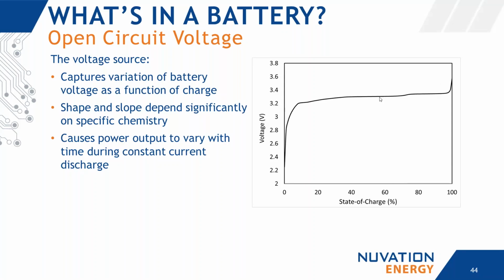And it's really this change in voltage over state of charge that causes the output power of a battery to change, even when you're at a constant current. So this is just a function of the chemistry. So no real battery can generally deliver constant power as it's being discharged.